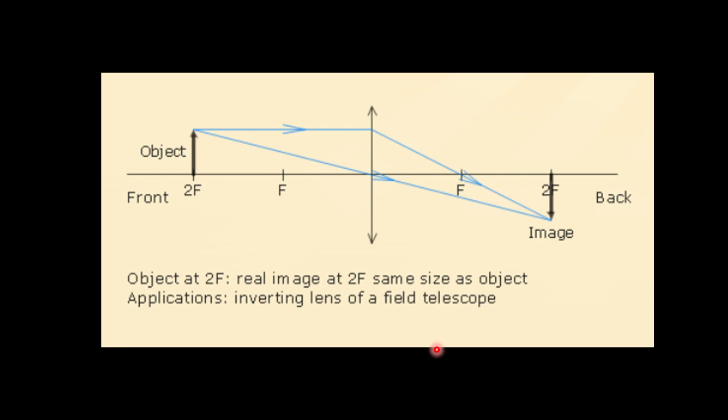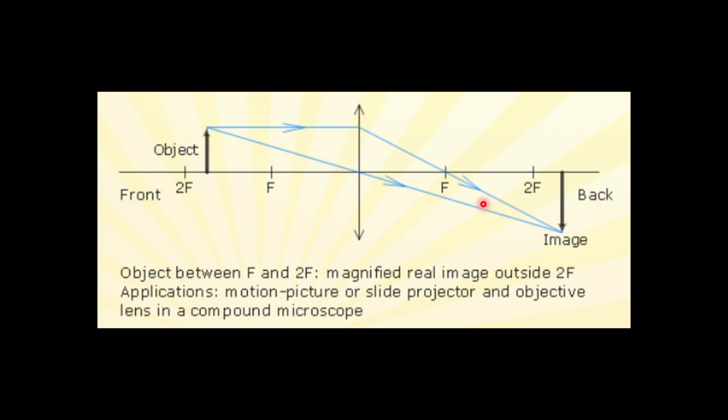Let's look at the NPS now. The nature of the image is real and inverted. As you can see over here, the arrowhead is down. The position of the image is at 2F, and the size of the image is the same size. Now they might or might not ask you this question in the paper, but you definitely need to know about the rays and how they move. That's very, very important.